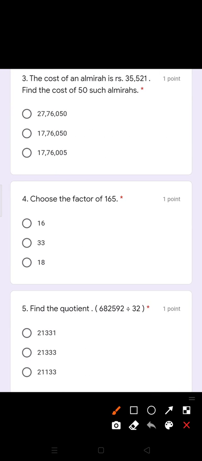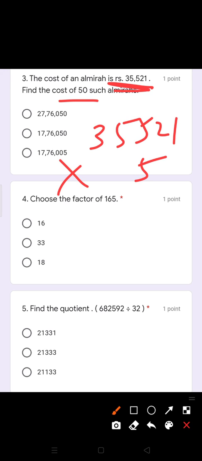Now let's move forward. Question number 3 says the cost of an almirah is rupees 35,521, and you have to find the cost of 50 such almirahs. It means the cost of one almirah is given, and you have to find the cost of 50 almirahs. It means we have to just multiply these numbers. Multiplication. Okay, this question is of multiplication, and when you multiply these numbers, you will get option number B as your answer, 17,76,050.